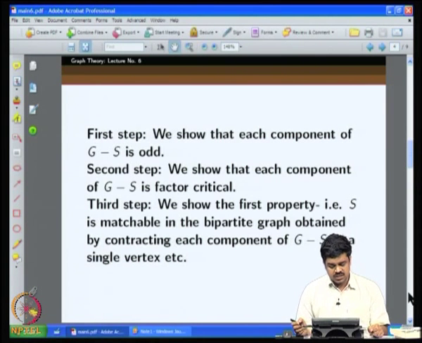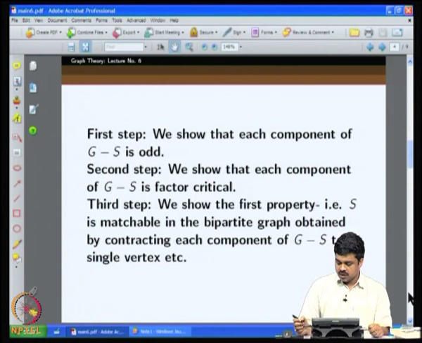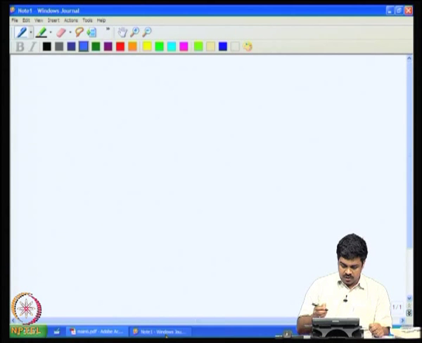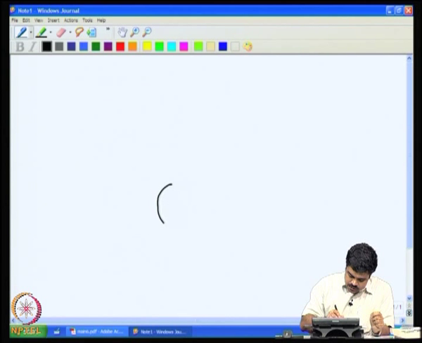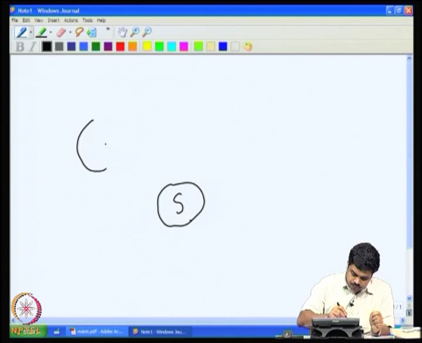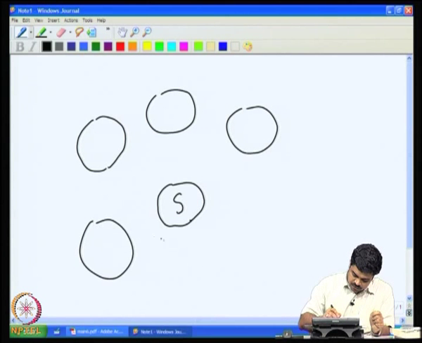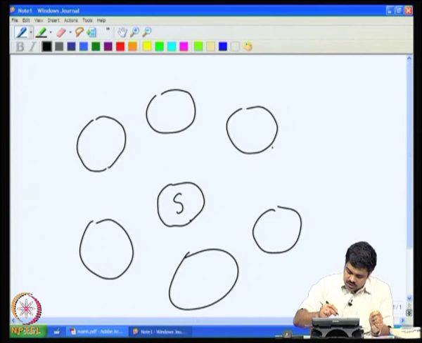The second thing was that every component is now known to be odd. Now, we need a little more than that. We want every component to be factor critical. To show that, we considered, I think I have to continue from here. So, let us say this is the set S, and now we have all components odd, there is no even component at all, that we proved already. So now let us consider this component.